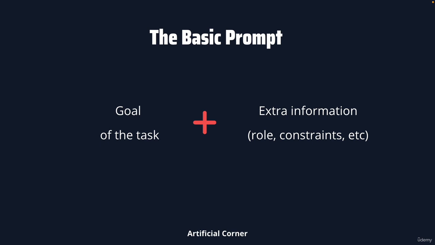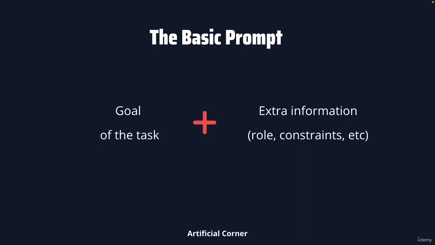And the second element is extra information. This can be a role, constraints, and so on. Basically, the extra information that we give are part of what we're going to learn in prompt engineering. So for example, there is a prompt engineering technique called role prompting, and that is the extra information that we will add if we use this technique. Also, there are constraints to set some limitations to the tasks that we're given, and there are more other things that we're going to learn later on in this course.